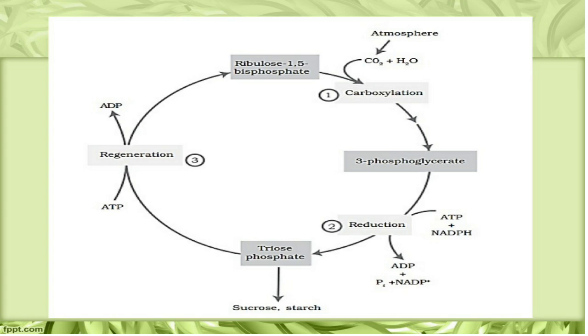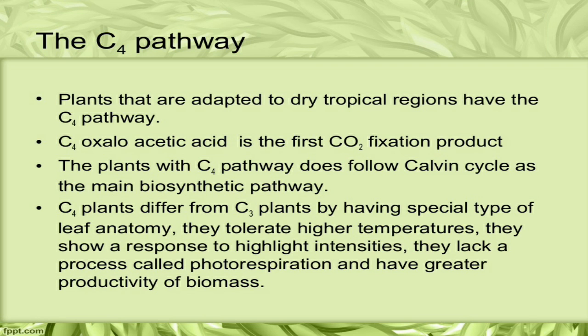Then the aldehyde is again regenerated into RuBP in the presence of ATP, and that step is regeneration. Now see the C4 pathway. Plants that are adapted to dry tropical regions have the C4 pathway. C4 oxaloacetic acid is the first carbon dioxide fixation product. The plant with the C4 pathway does follow the Calvin cycle as the main biosynthetic pathway.